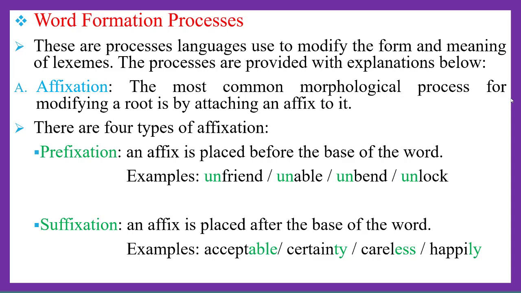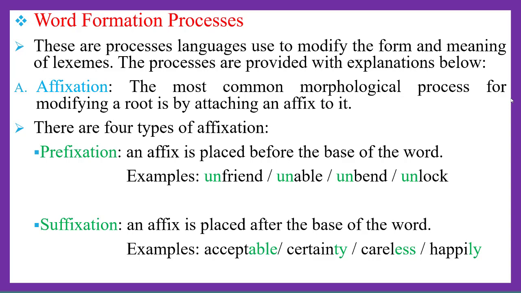So our first process is affixation. And this means that the most common morphological process for modifying a root is by attaching an affix to it. You modify a root by attaching an affix to it, then you create new words. So there are four types of affixation.